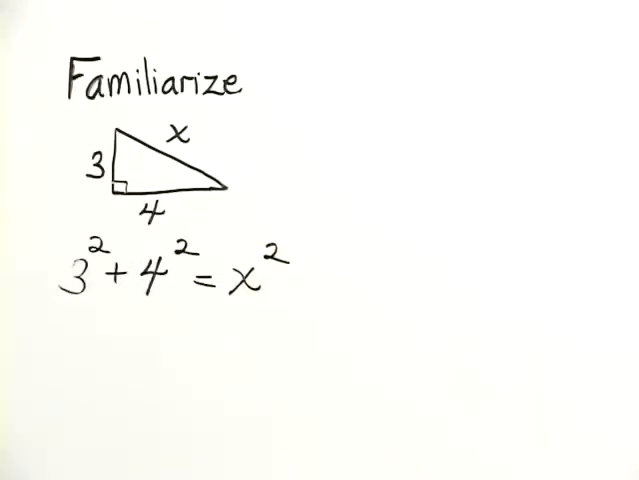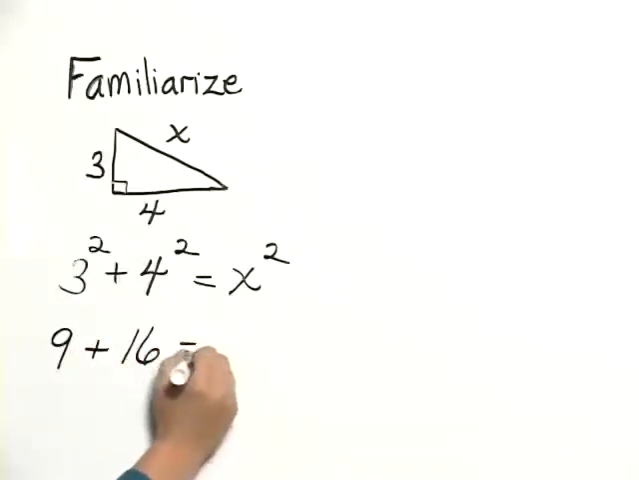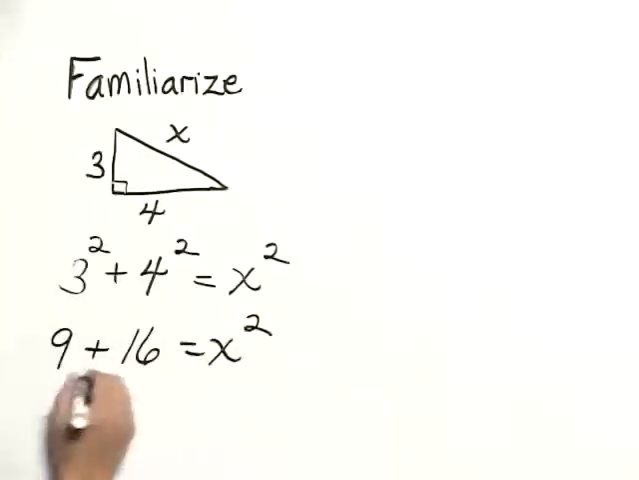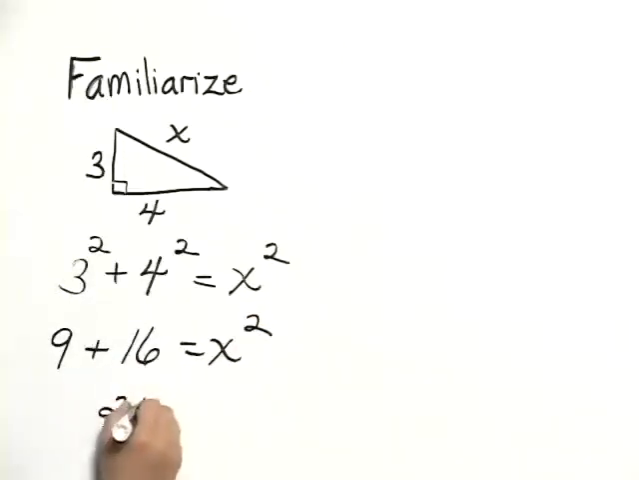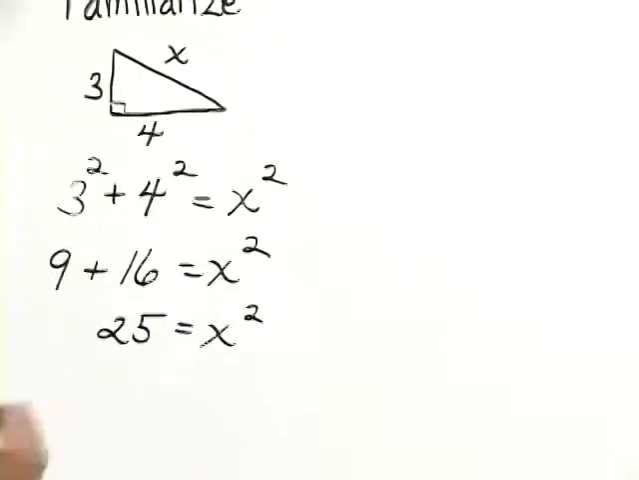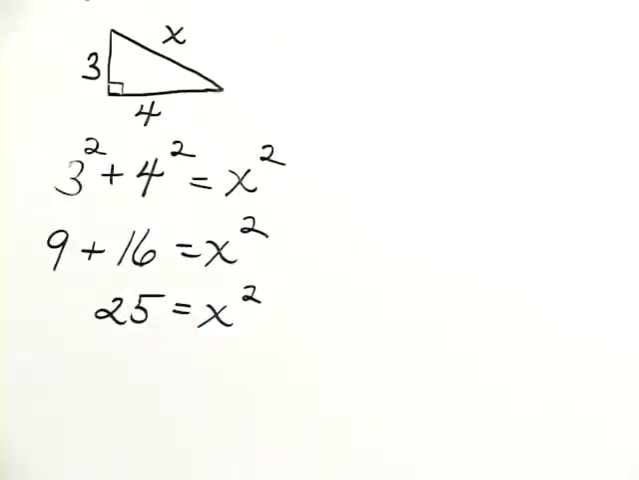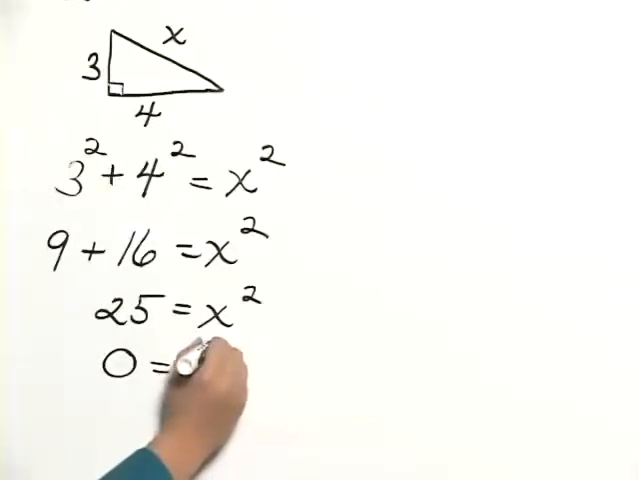Now we can move to the third step, which is to carry out. In this case, we want to solve for x. We have 3 squared, which is 9, 4 squared, which is 16. That equals x squared. 9 plus 16 is 25. Now this is a quadratic equation. So let's get 0 on one side of the equation and solve. Subtracting 25 from both sides, we have 0 equals x squared minus 25.